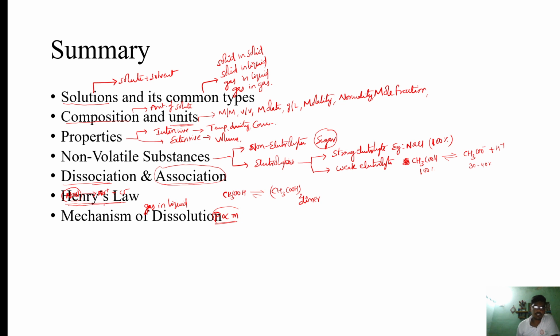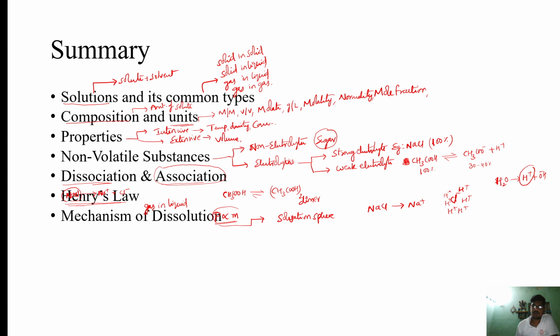And then we have studied the mechanism of dissolution, in which we have studied two things. One is the solvation sphere. Because of the solvation sphere, the ions get dissolved. For example, if you have NaCl, it can dissociate into Na plus and Cl minus. Suppose our solvent is water, which can dissociate into H plus and OH minus. These H plus ions will form a solvation sphere around the Cl minus ions.